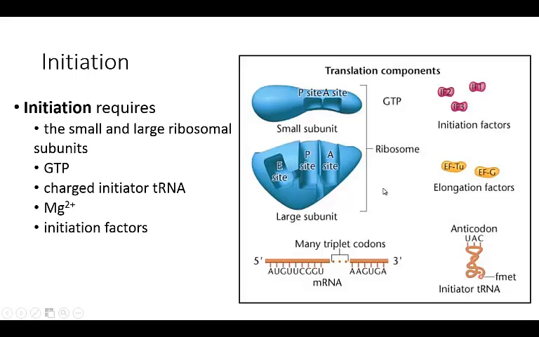We're also going to need some different ions, things like magnesium, and different initiation factors. We'll talk more in a minute about elongation factors. And of course, you'll need your mRNA containing the various codons.